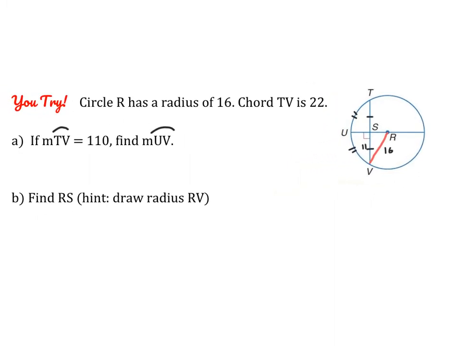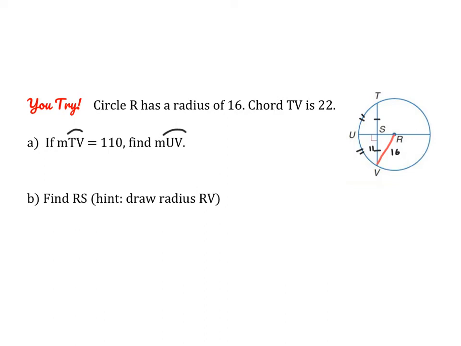So the first thing they wanted us to find was the measure of arc UV, but we know the total arc of TV is 110, so you just do 110 divided by 2, and you get 55 degrees. So it's going to be half of that because it has been bisected.